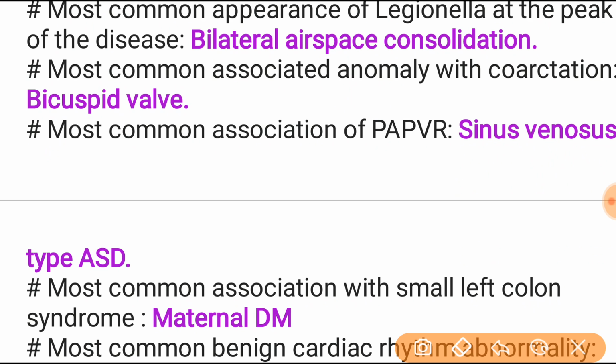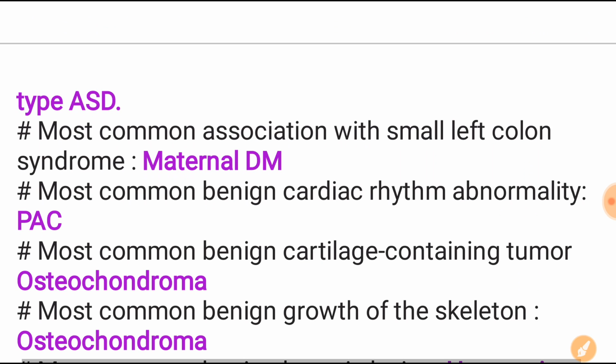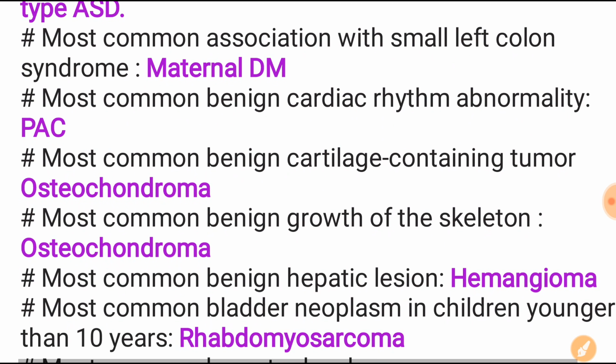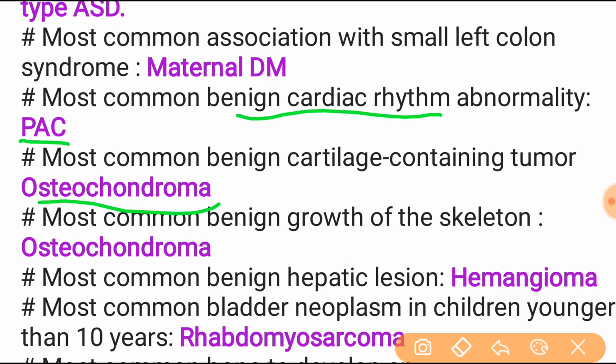Next one is the most common associated anomaly with coarctation, which is the bicuspid aortic valve. The most common association of PAPVR is the sinus venosus type ASD. The most common association with small left colon syndrome is maternal diabetes, and the most common benign cardiac rhythm abnormality is the PVC.